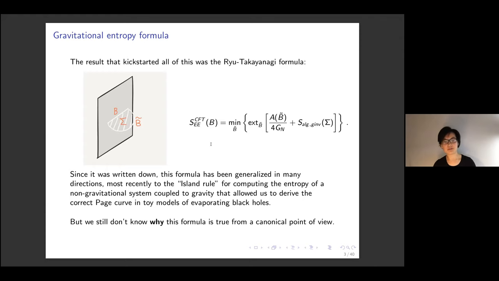But we still don't know why this formula is true from a canonical point of view. So the history was that at first it was just a conjecture that a lot of positive evidence was collected for. And then in 2013, it was proved using a Euclidean gravity argument where basically we assume that the unreplicated boundary manifold for this region B itself has a geometric dual and we proceed from there. But we don't know how to interpret that argument from a Lorentzian point of view.